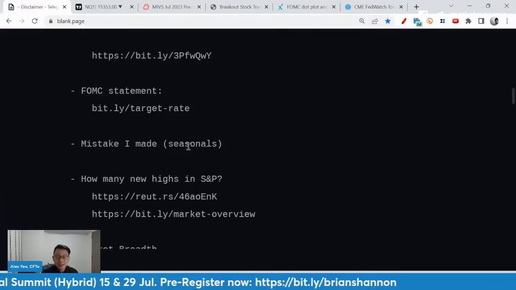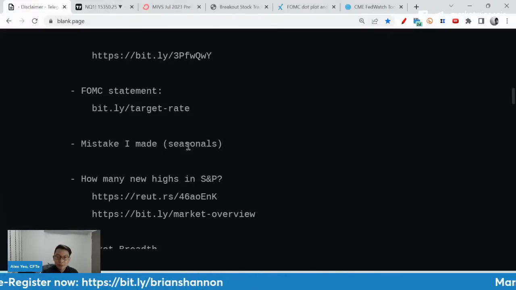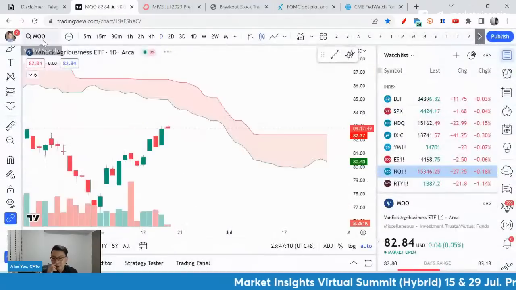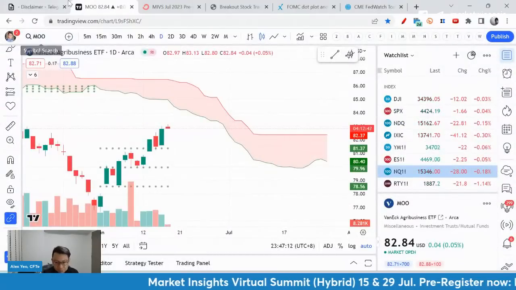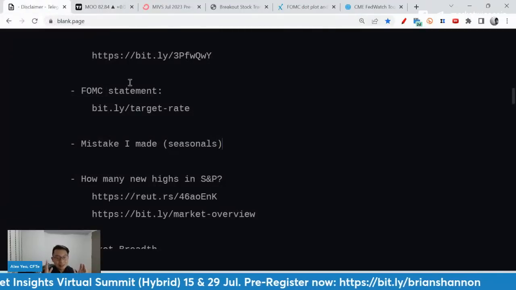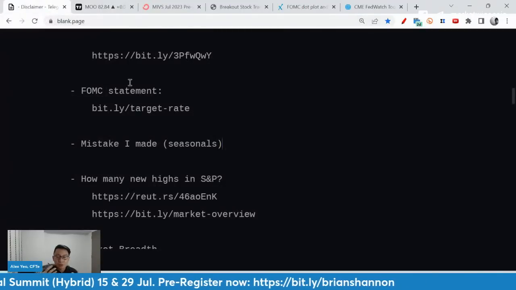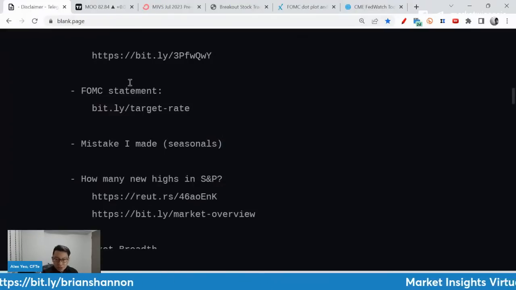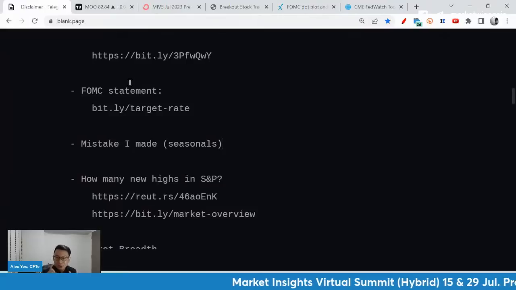And some of the trades I did, I mentioned 1 or 2 trades last week. For example, the Moo, this is the every business. I went for a short, and it didn't work out as well, so I cut loss. This is just another one of the trades, so it doesn't matter. But one of the mistakes I made is that I placed too much emphasis on the seasonal. I was expecting price to come down, but it didn't. So this is the mistake I made.